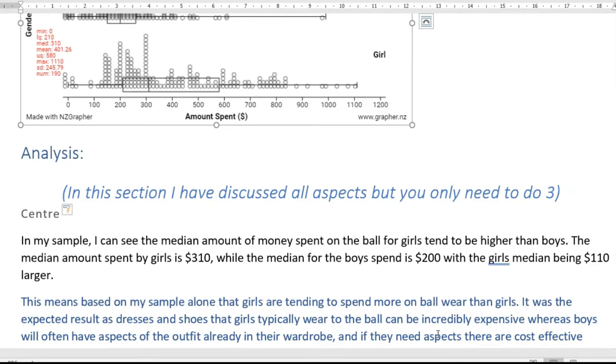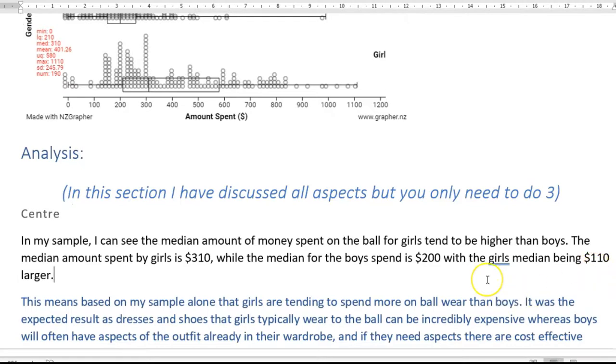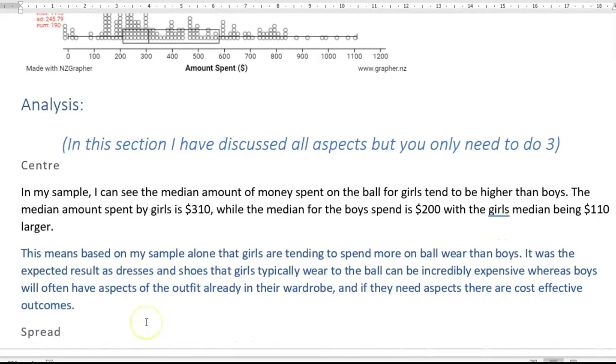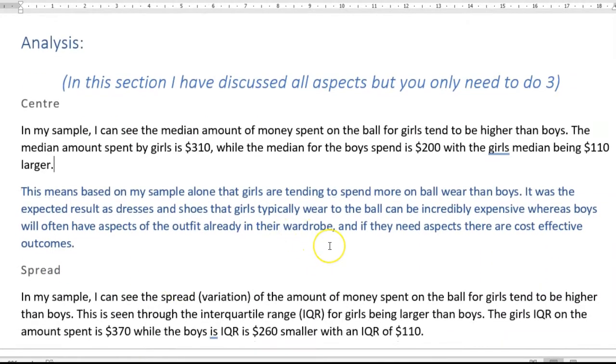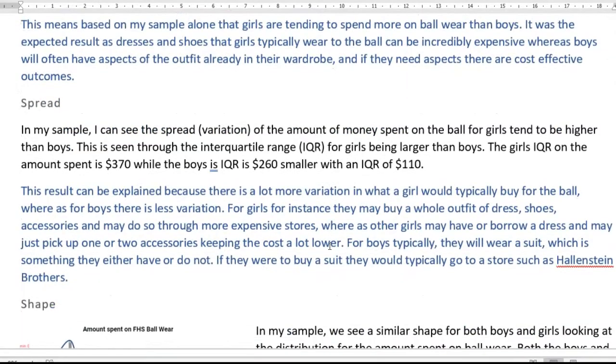So it means that girls tend to spend more money on the ball than boys. And this is expected because things like dresses and shoes can be really expensive. So I'm just giving some reason. You don't have to know the answer. You just have to suggest reasons, as long as it's reasonable. So I've given a reason here, such as dresses can be hugely expensive in price, whereas maybe boys already have some of the aspects in their wardrobe, like a shirt and a tie, or maybe they borrow it from someone.